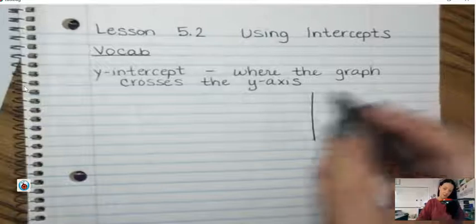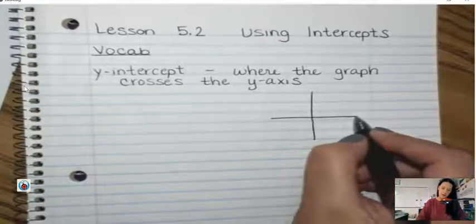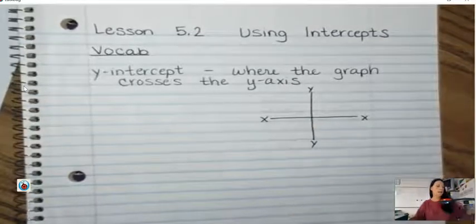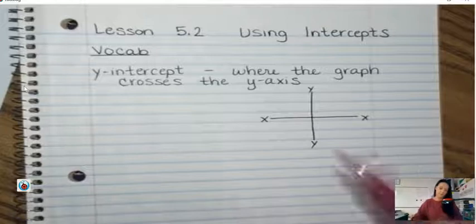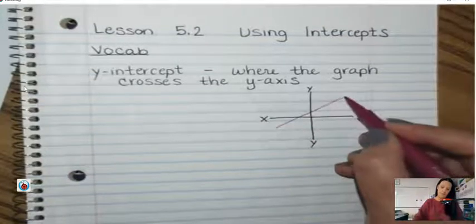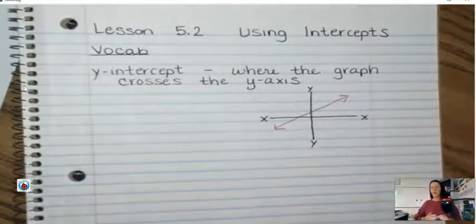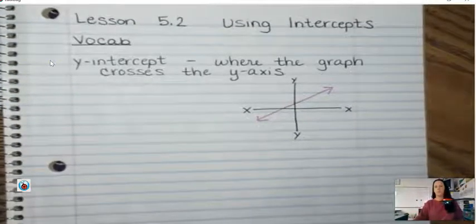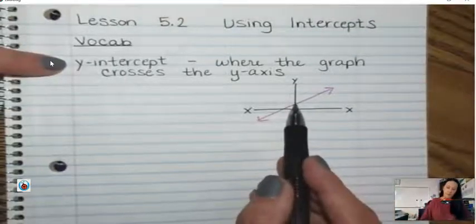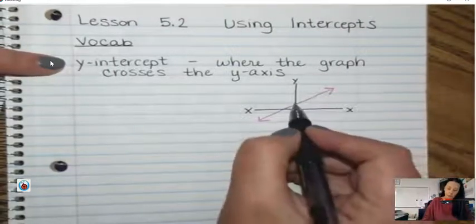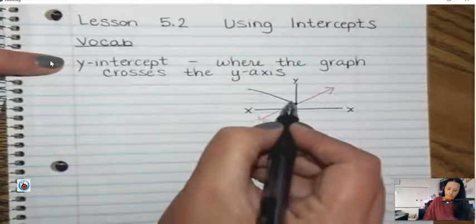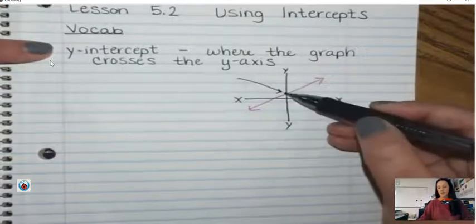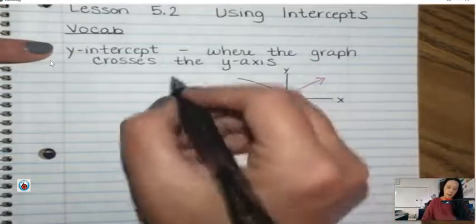So for instance, if I have a graph here, the x-axis, the y-axis, and I graph this line. The y-intercept is going to be where the graph crosses the y-axis. So right here, this point where your graph hits on the y-axis, that's called your y-intercept.